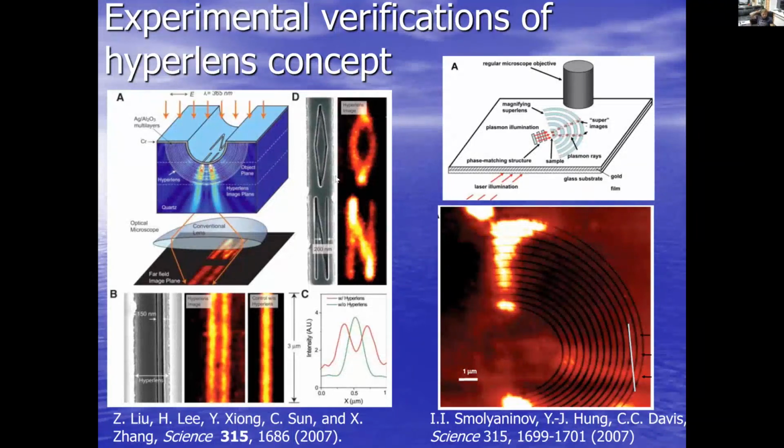After that there were many other papers where people were using these multi-layered structures for imaging. Over here the major problems are losses in the metals and problems with accurate manufacturing of these multi-layered structures.